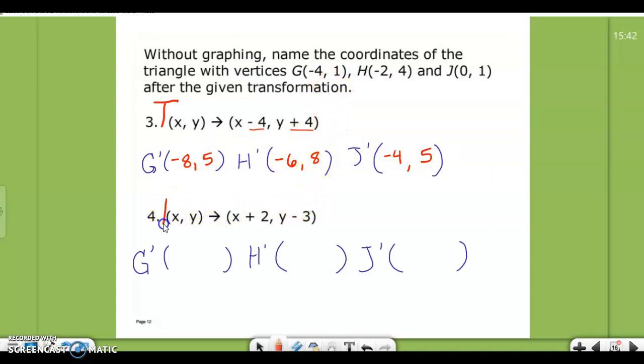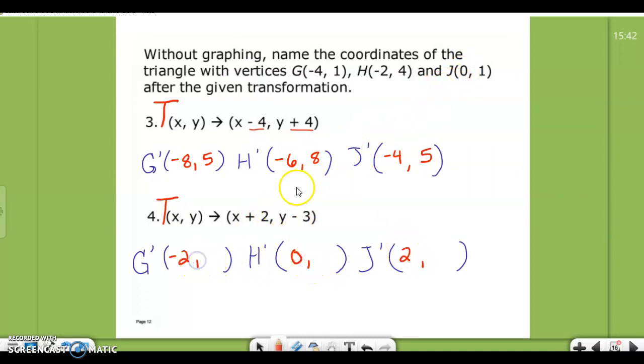For number 4, again, it's a translation. Why don't you pause the video, see if you can do this on your own, and come back and check your work. Okay, I'm going to do the x's first. Negative 4 plus 2 is -2. And -2 plus 2 is 0. And 0 plus 2 is 2.